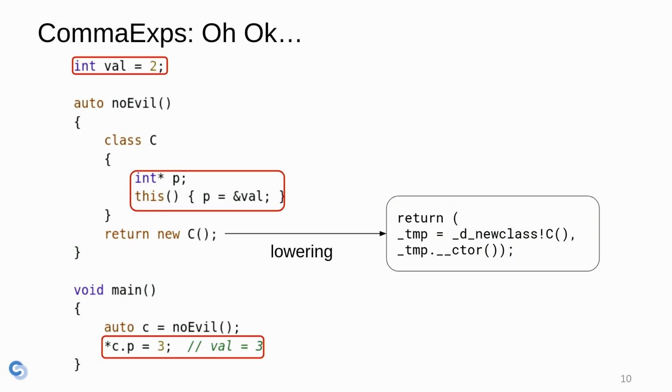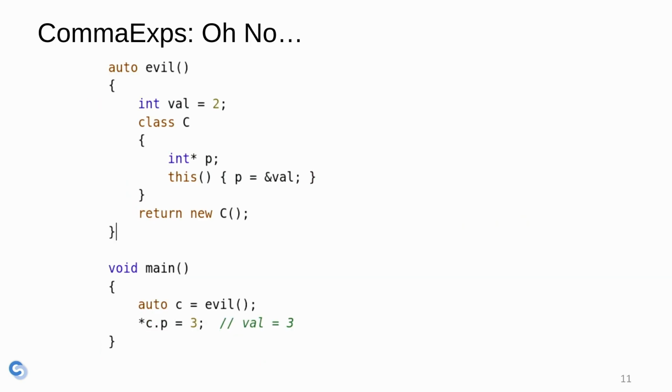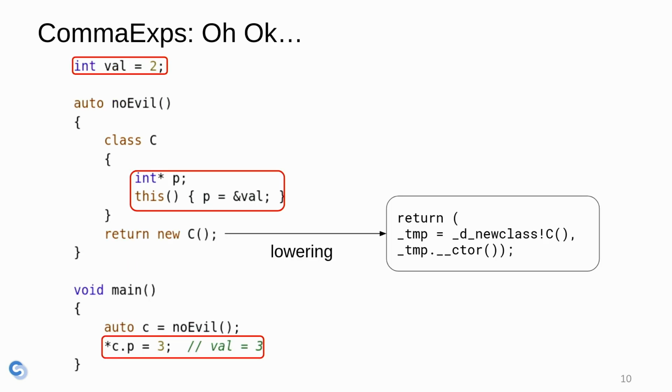So what would happen in the case of new C is you'd also use a comma expression. One that would allocate the memory for the C object by using the new class. This is the name of the hook. And then it would call the constructor that would set the pointer to the required global variable and so on. Okay, there's nothing special going on here. But let's see if you notice the difference between the evil and the no evil function. Do you notice what changes?